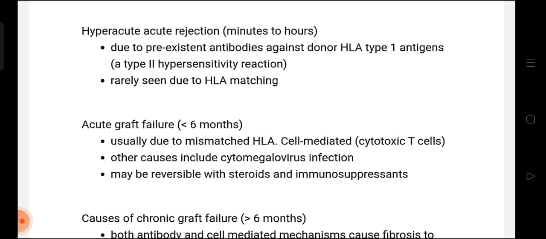Acute graft failure, or acute graft rejection, occurs less than 6 months after transplant. It is usually due to mismatched HLA, and it is cytotoxic T cell mediated rejection. Other causes include cytomegalovirus infection. It may be reversible with steroids and immunosuppressants.